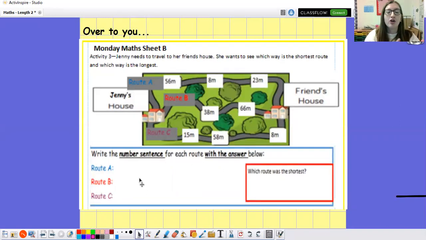You can work it out using column addition, bridging, compensating, partitioning, number bonds, you name it. Have a go. Off you go. Okay, welcome back. Let's go through the answers.